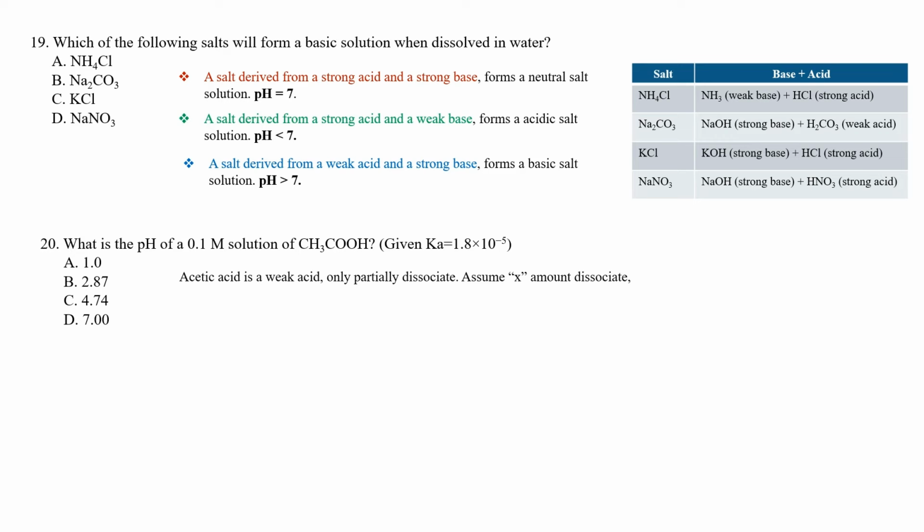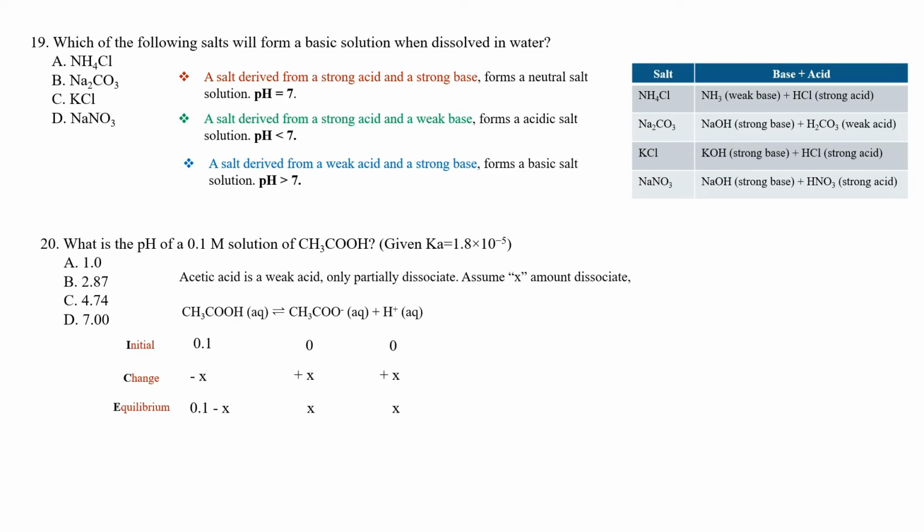So here we assume that only x amount dissociates. This is the equilibrium reaction: acetic acid in equilibrium with acetate anion and H plus ion. So let's create an ICE table. I is for initial, C is change, and E is equilibrium. At the beginning, 0.1 acetic acid solution is present, so no acetate ions or H plus ions. But after some time, only a few acetic acid molecules dissociate.